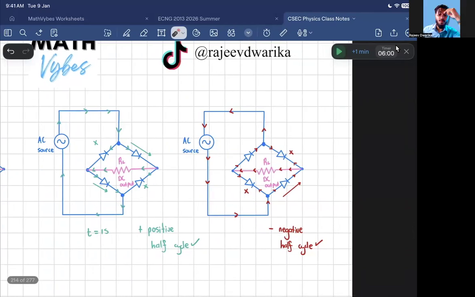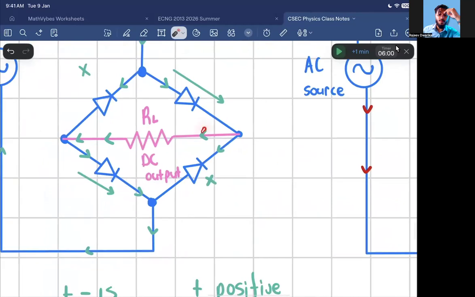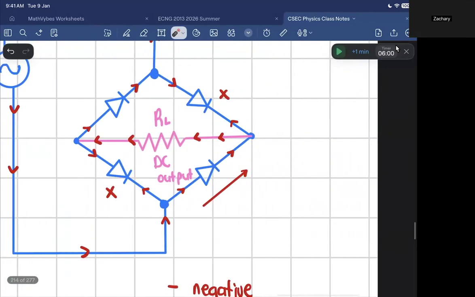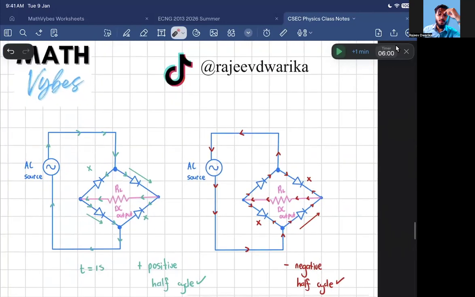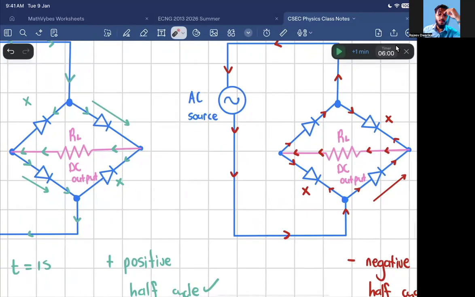So this is the part where I blow all your mind. During the positive half cycle, look at the direction of current that flows through the resistor. Are you seeing the direction of current that flows through the resistor? Yes, sir. Watch this. Bam. Look at that. It is in the what? Same direction.